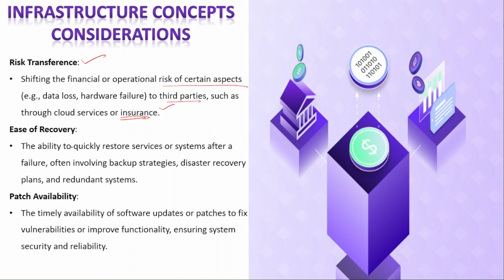Ease of recovery is the ability to quickly restore services or systems after a failure, often involving backup strategies, disaster recovery plans, or redundant systems. Patch availability is the timely availability of software updates or patches to fix vulnerabilities or improve functionality, ensuring system security and reliability.